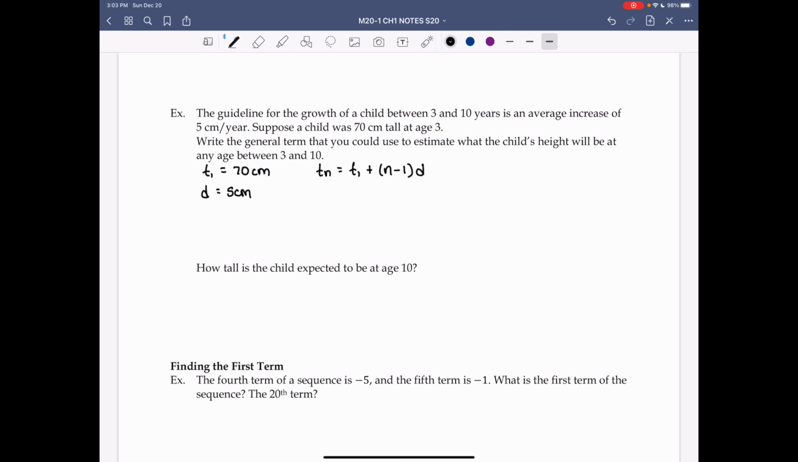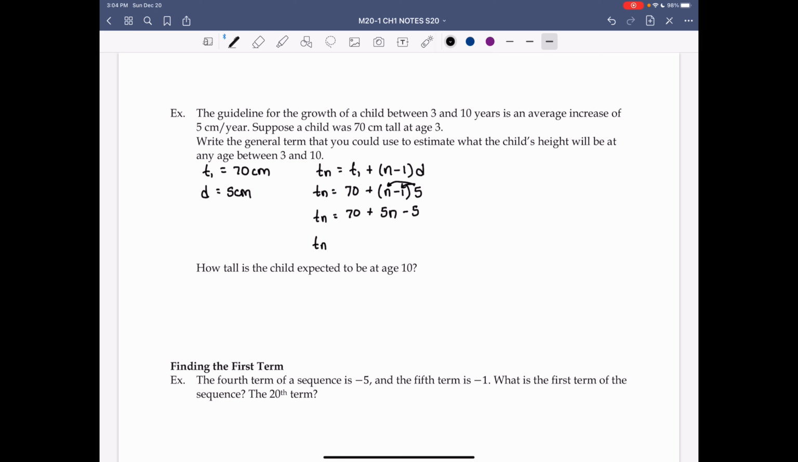It's on your formula sheet, or you can go back to the last page to look at it. Then we plug in what we know. Tn equals, T1 for this question is 70, plus n minus 1 times d is 5. Then we have to simplify this for it to be the general term. So make sure you do that on a quiz or a test. It has to be simplified. So Tn equals 70 plus 5n minus 5.